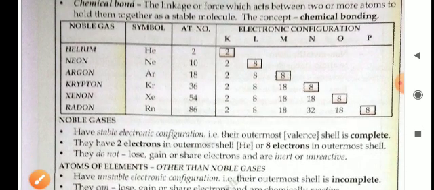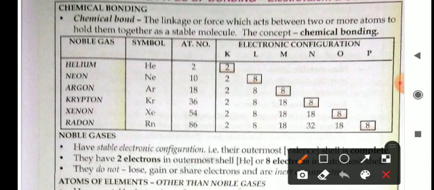So why do atoms combine with each other and form a bond? What is the necessary condition? Atoms become like noble gas elements. What are the noble gas elements? In the periodic table, they are the group 18 elements: helium, neon, argon, krypton, xenon, and radon. These are known as noble gases or zero group elements.